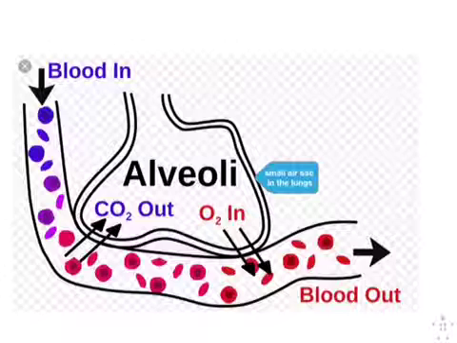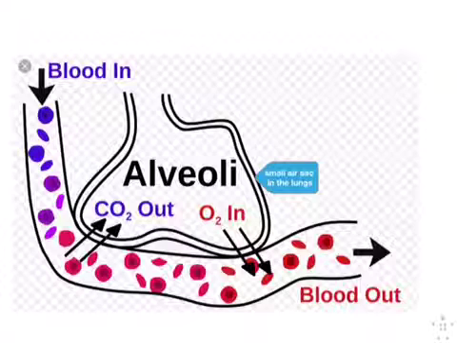So what happens? Blood from your body comes into your heart. It's high in carbon dioxide. That blood is pumped out to your lungs. In the lungs, the carbon dioxide comes out, oxygen comes in. That blood goes back to your heart and pumps again. So this is how our circulatory system and our respiratory system work together.